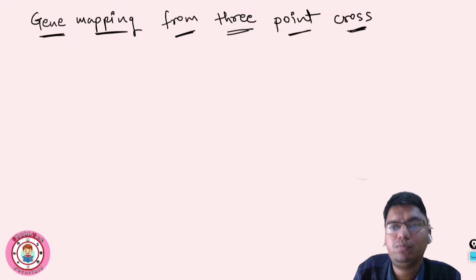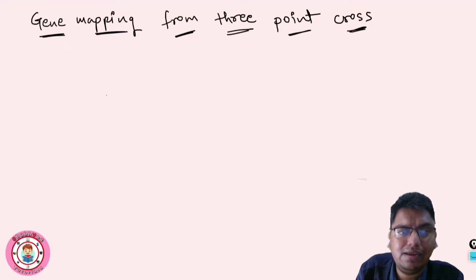This video is about gene mapping from 3-point cross. In the previous video, we saw what is 2-point cross, that is cross between the two genes and the alleles, or cross between two loci. In this video, 3-point cross means that cross between three loci or three genes, and their allelic forms. So let's get started with the video.